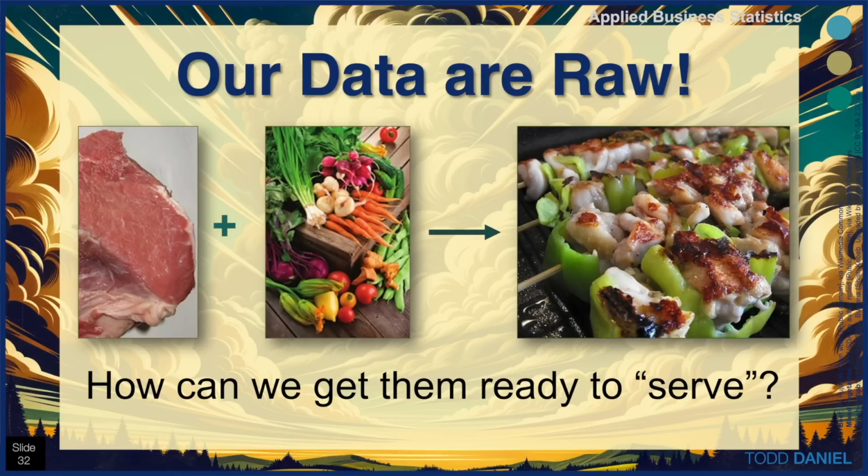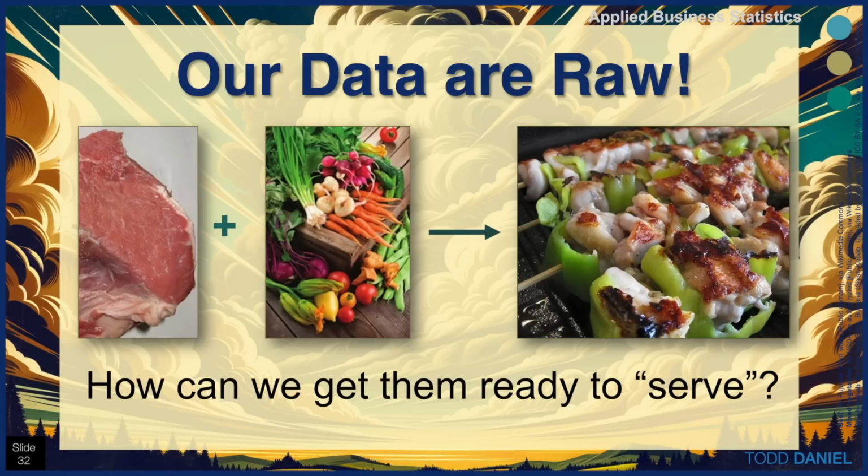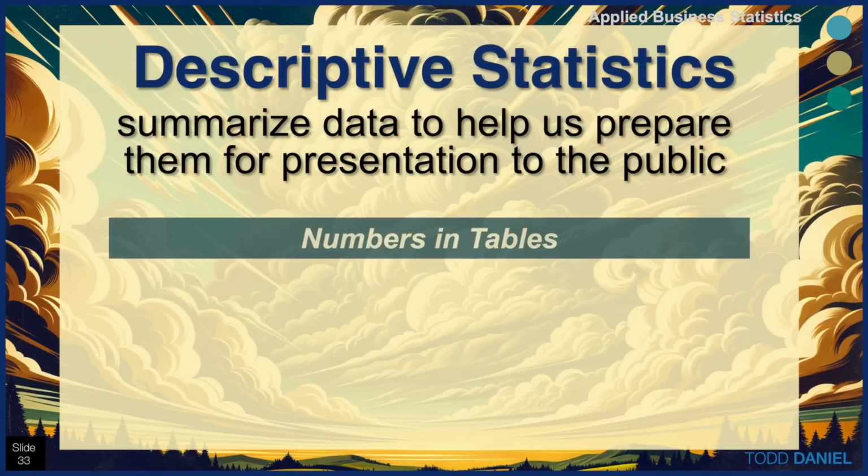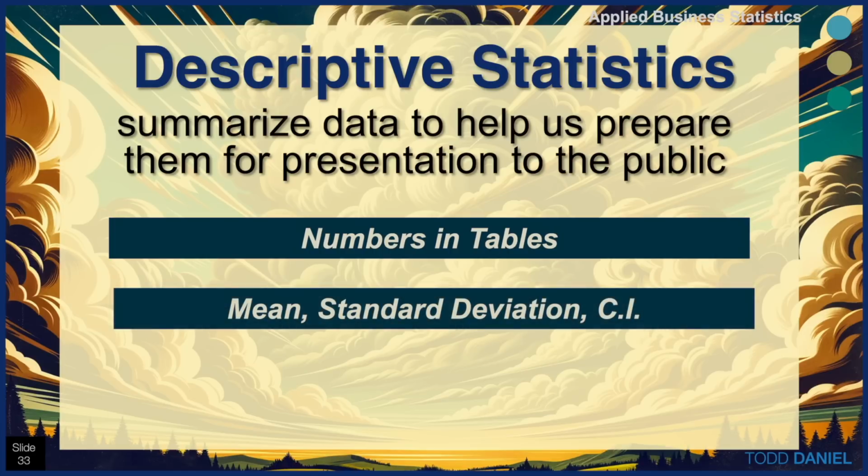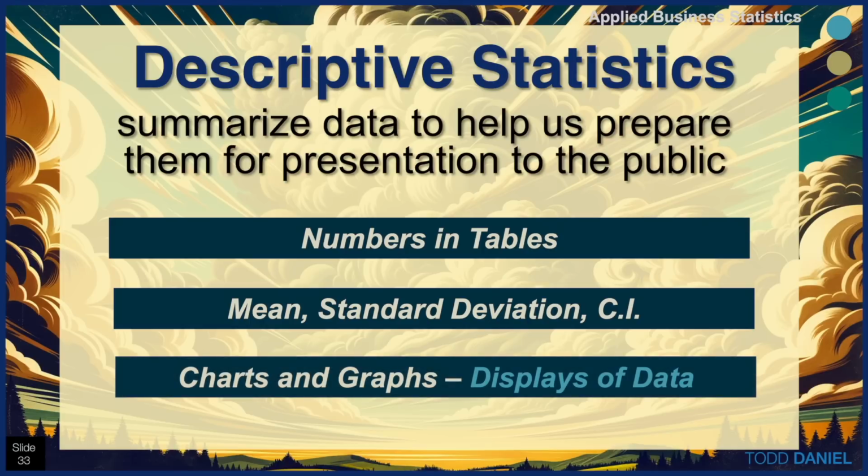It would be like going to the grocery store and getting raw meat and vegetables. It's food, it's edible, but you want to prepare it. You want to serve it up. You want to make it more easily consumable. When we have raw data, how can we make that more easily consumable, more easily understood? And the answer is we're going to use descriptive statistics. Descriptive statistics describe. So they will allow us to summarize and prepare data for presentation to the public.